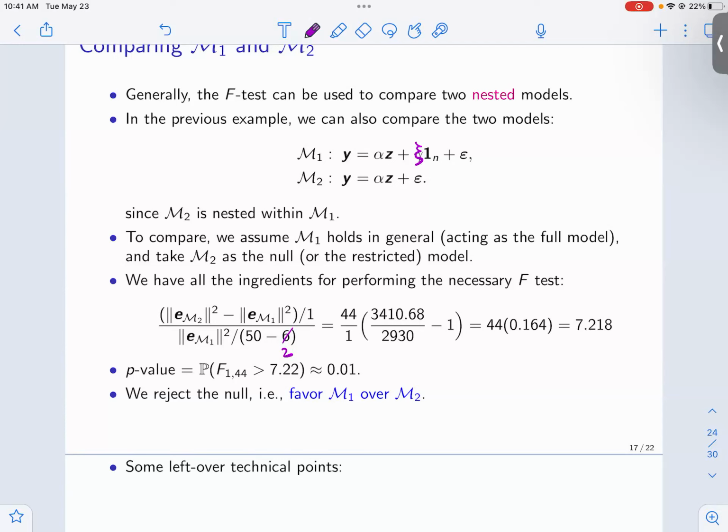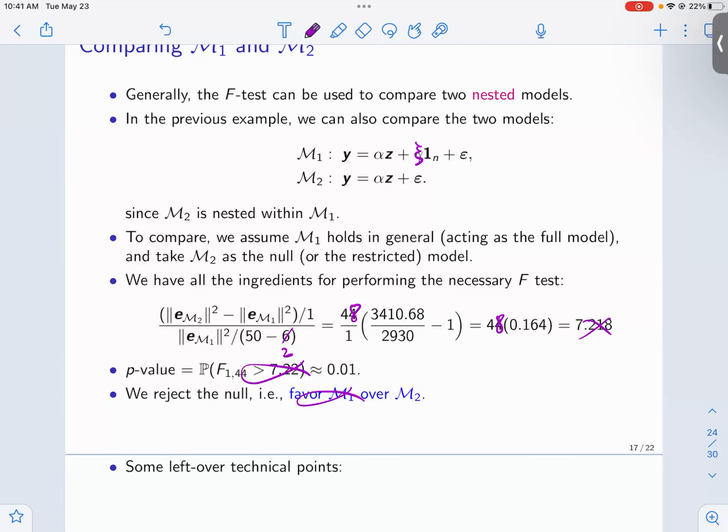No, 6 is wrong. That's the thing. In this problem, there's no 6. So it should just be 1 and 2. Yes, 1 and 50 minus 2 in this case. The base one is only all parameters. You just have 2 parameters. So 50 minus 2 should be 48. I should correct this. This is not correct, so I should fix it.